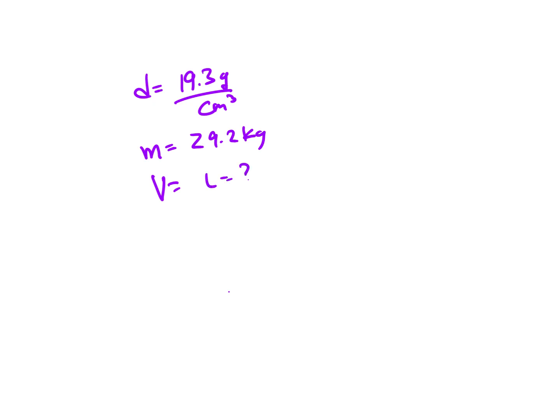All right, so we have the density of gold to be 19.3 grams per centimeter cubed. And I write it this way because in dimensional analysis, we use fractions. And the mass of the gold nugget is 29.2 kilograms. And we want to know the volume measured in liters. So we want to make sure we use the units.